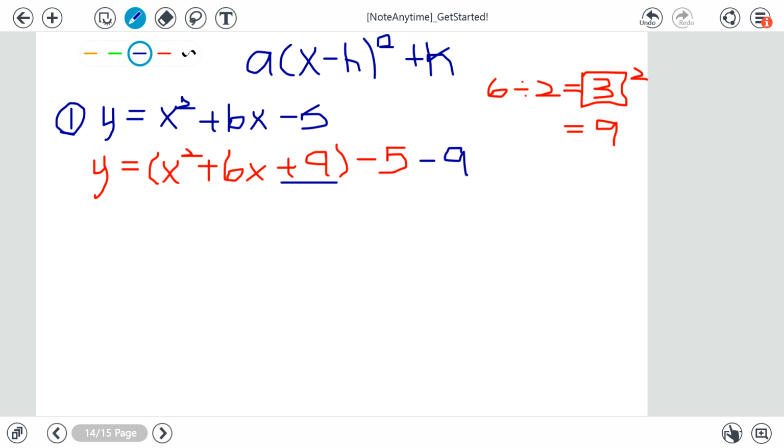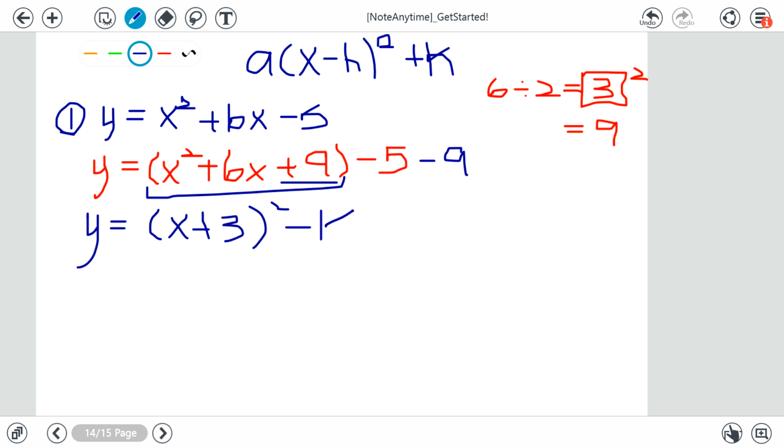So once we got here, we can go ahead and change this into a perfect square, which would be (x plus 3) squared. You see what we're trying to do here? And that one right there will turn into negative 14. And this right here is our vertex form.